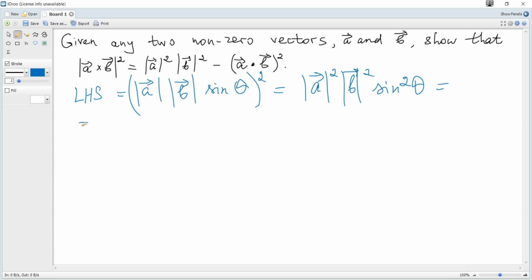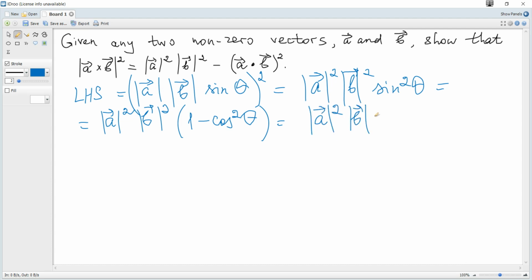And we know that sine squared is 1 minus cosine squared. It's the main trigonometric identity, and hence it becomes a vector magnitude squared, b vector magnitude squared multiplied by 1 minus cosine squared of theta, and it is equal to a vector magnitude squared, b vector magnitude squared minus a vector magnitude squared, b vector magnitude squared, multiplied by the cosine squared of theta.